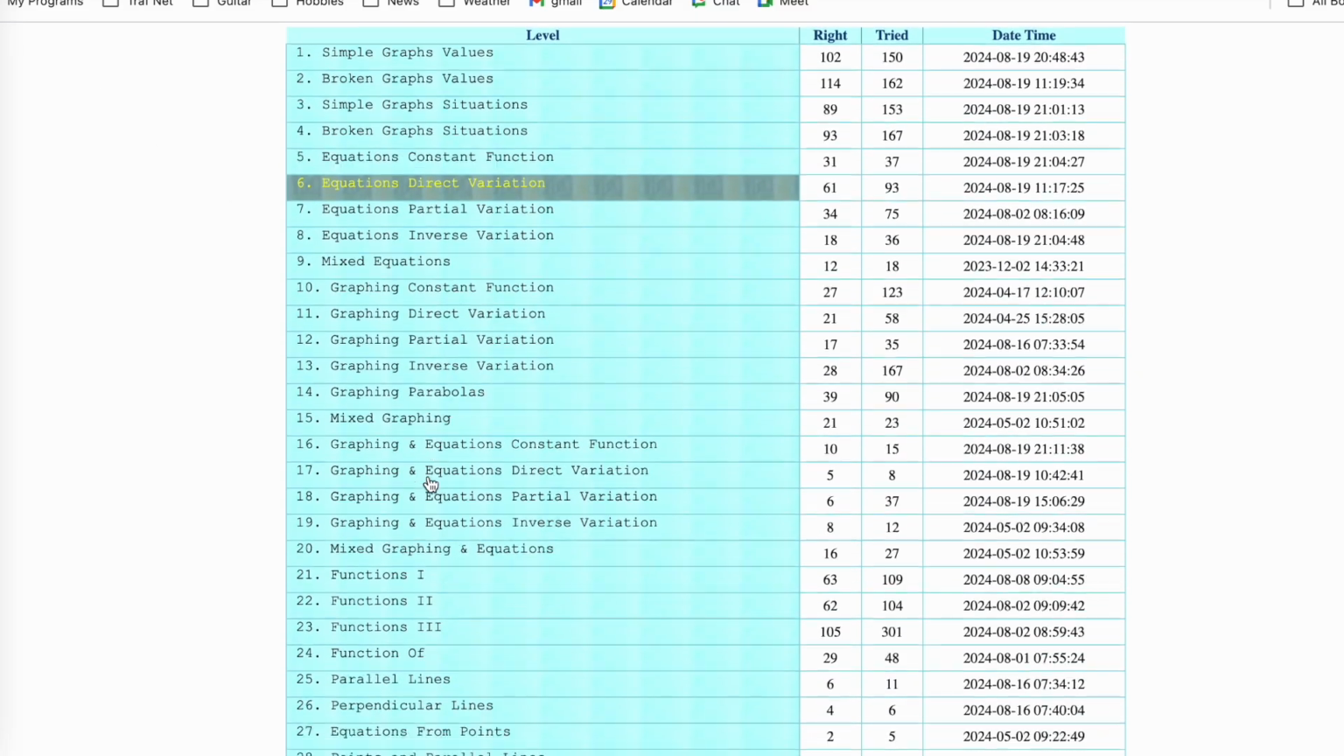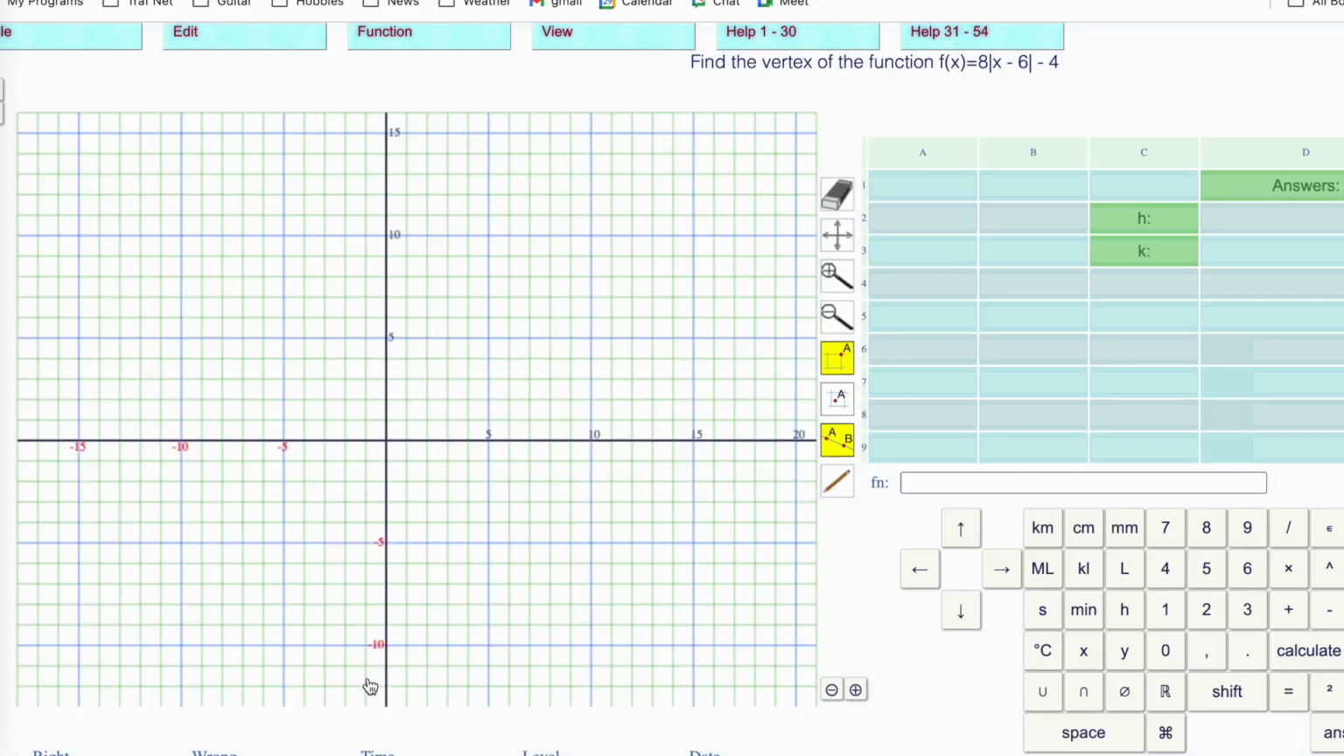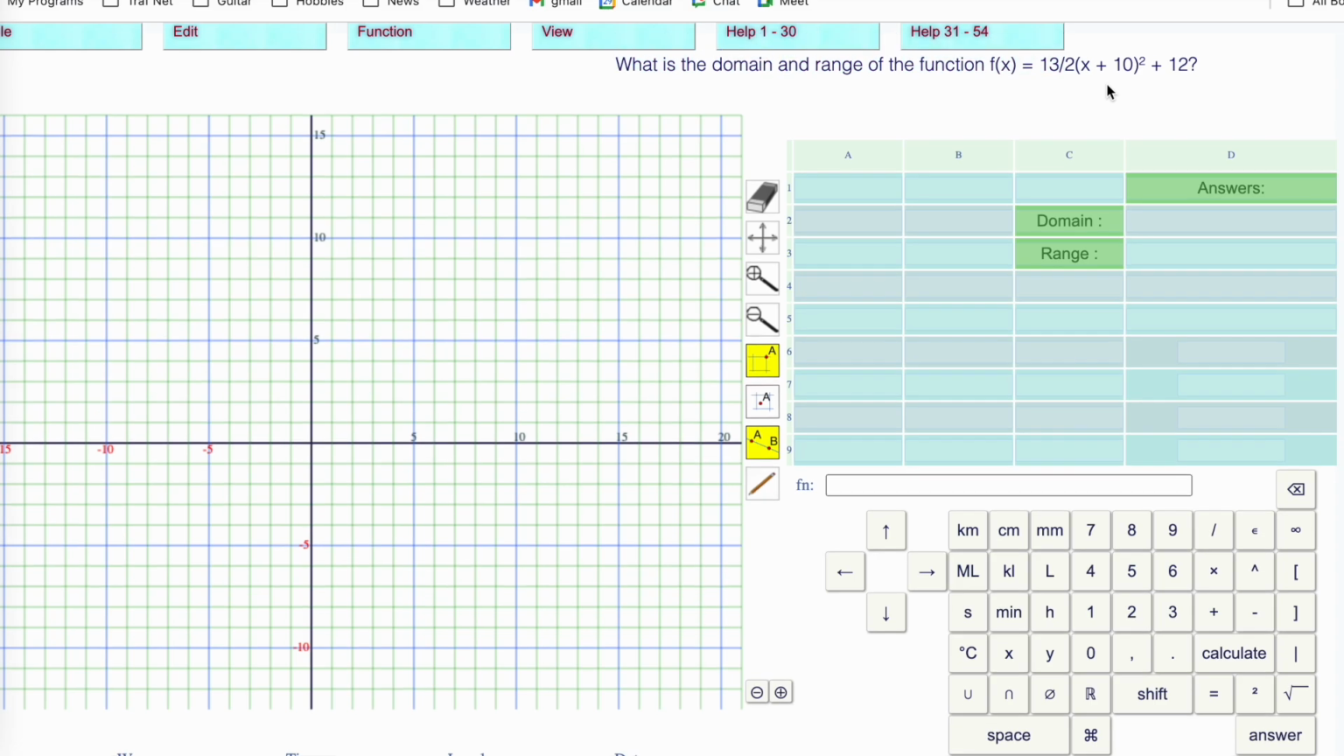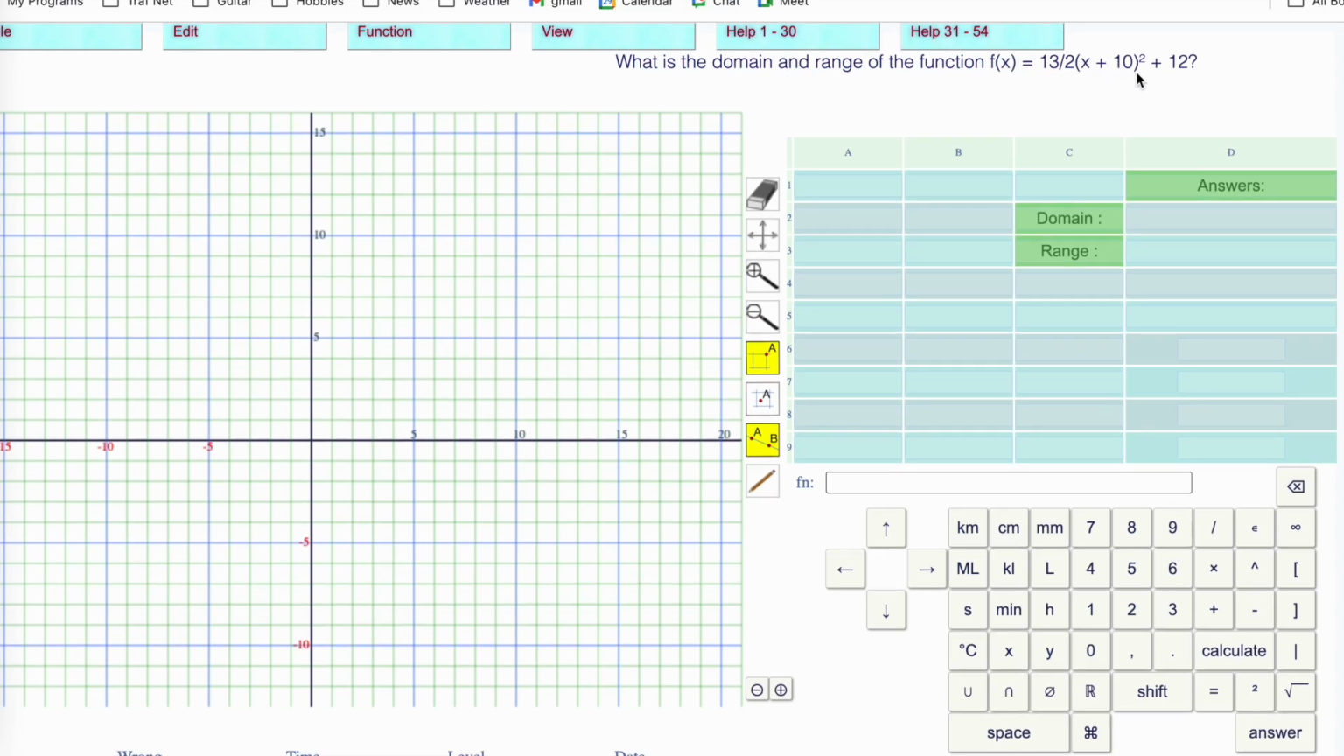Let's look at parabolas for domain and range. What's the domain and range of the function f of x is equal to 13/2 times (x plus 10) squared plus 12? We want to find the vertex and then decide whether it's opening up or down. The vertex is negative 10, 12 here. The a is positive, so it's opening up. So it's doing something that looks like this. It's just going to keep opening up forever. Let me show you what it exactly looks like, and you don't need to do this for domain and range. You just have to decide whether it's opening up or down.